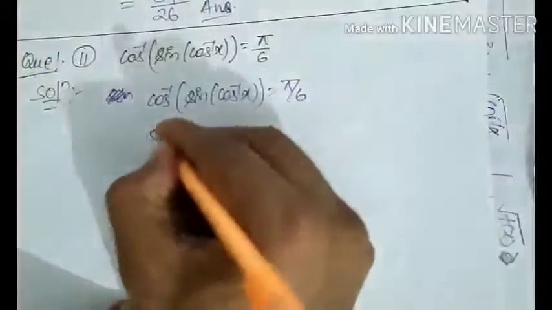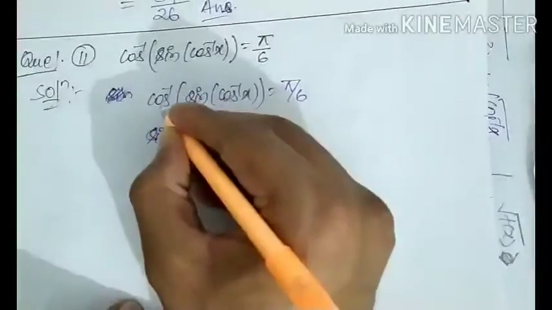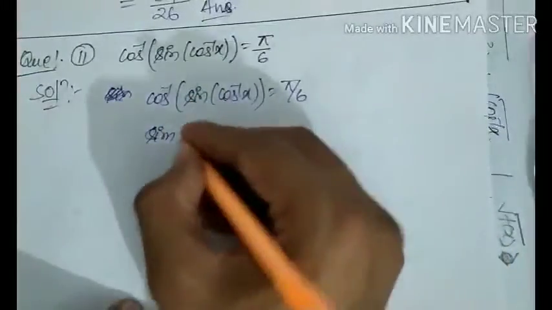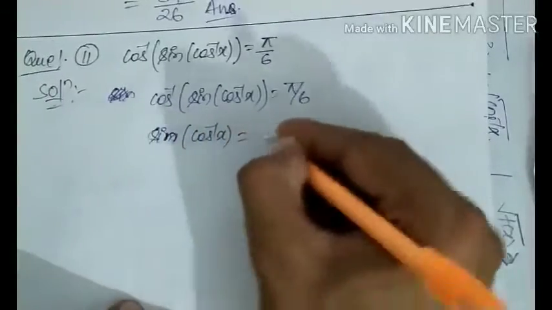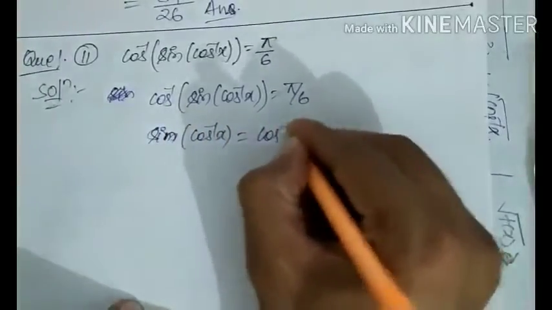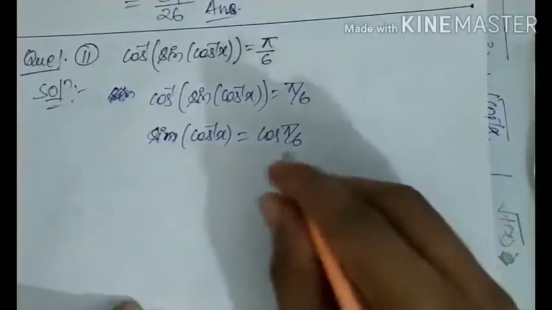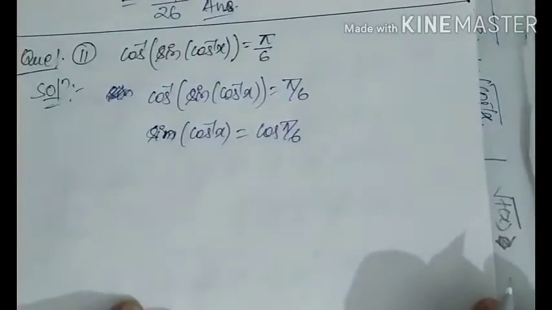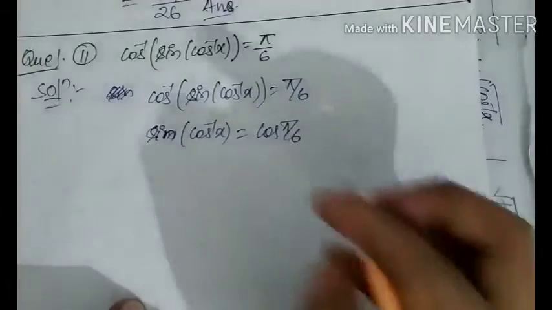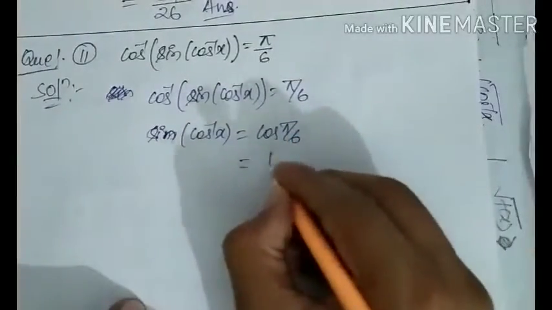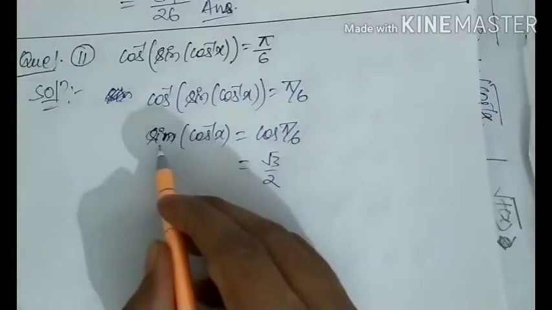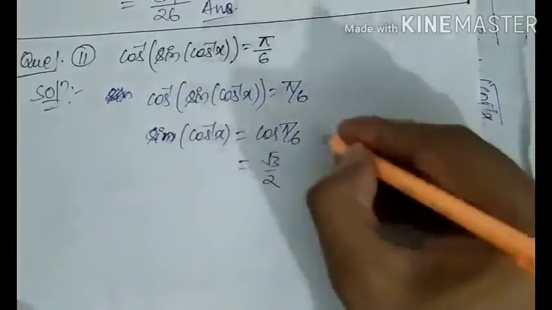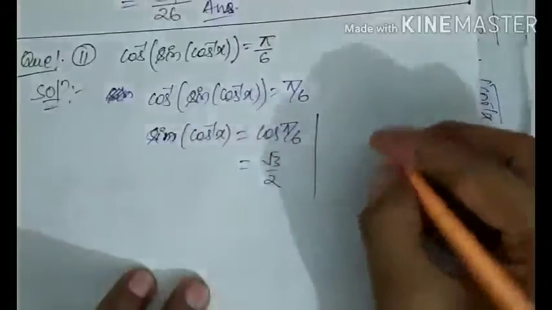Then it will become, if we transfer cos inverse to the right hand side, sine of cos inverse x is equal to cos of pi by 6. Okay, as we know, the value of cos pi by 6 is root over 3 by 2. Then it will be root over 3 by 2, and I am going to convert sine cos inverse in the form of sine.